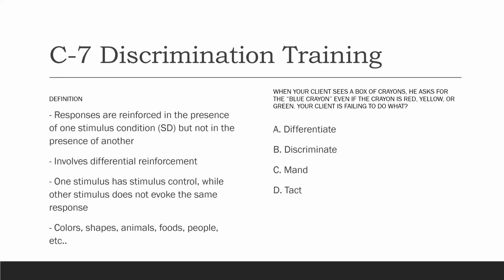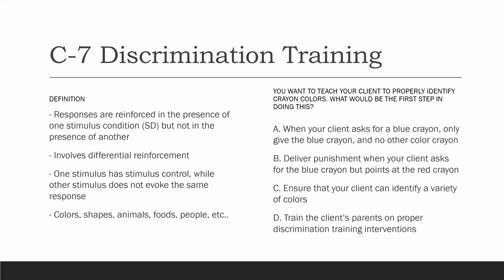That same response is happening across multiple stimulus conditions, in the presence of multiple stimuli, when it really just needs to happen in the presence of a blue crayon. They need to ask for the red crayon, the yellow crayon, or the green crayon, and that is true discriminating. Your client is failing to do what? Discriminate.